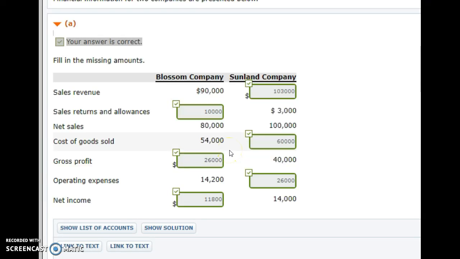Okay, exercise 5.7. It's pretty laid out. It gives us the items in black, and we have to find the items in green.